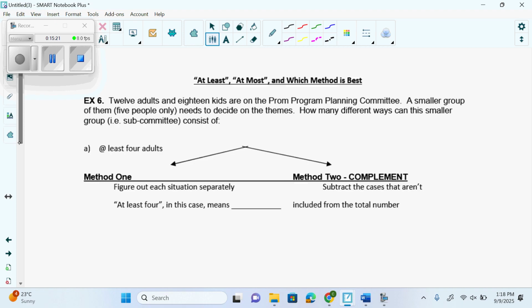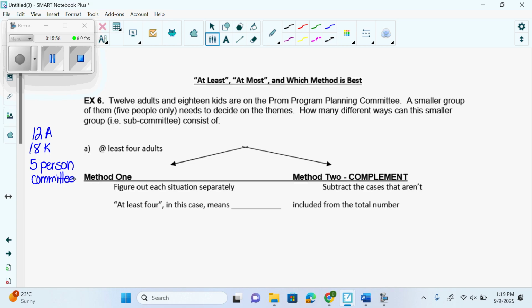It says 12, oh my gosh, the struggle. 12 adults and 18 kids are on the prom program planning committee. A smaller group of them, 5 people, needs to decide on these themes. So I'm going to say 12 adults, 18 kids, 5-person committee. So every single committee has to have 5 people on it. How many different ways can the smaller group subcommittee consist of at least 4 adults?